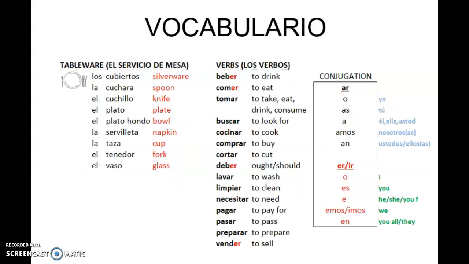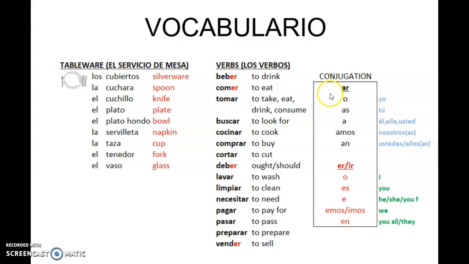And then you're also going to have these verbs worked in, a few of them, on the boom cards. So let me just run through the pronunciation real quick of these. We have beber, comer, tomar, buscar, cocinar, comprar, cortar, deber, lavar, limpiar, necesitar, pagar, pasar, preparar, and vender. So should you have a section where you have to conjugate the verbs, don't forget to drop your ending.